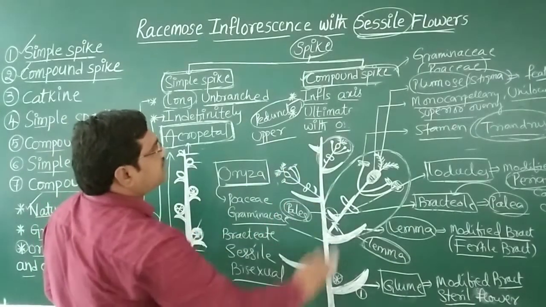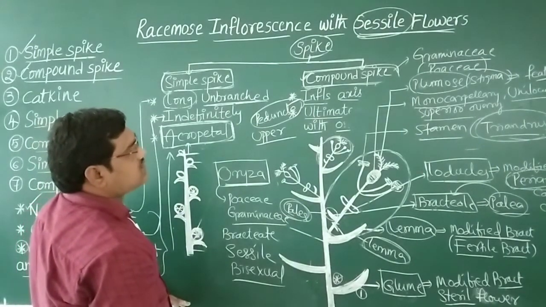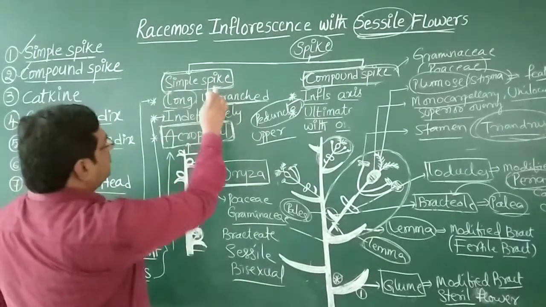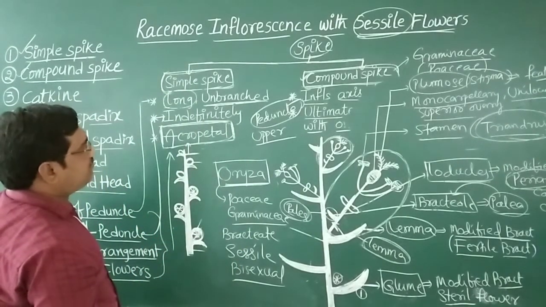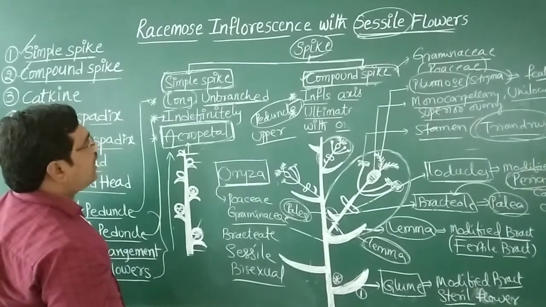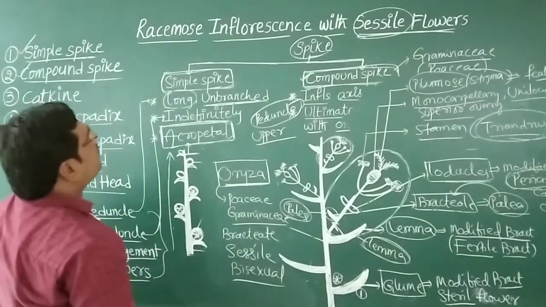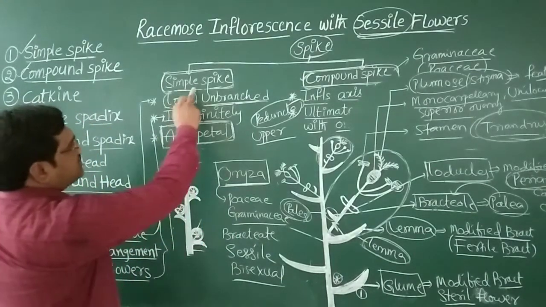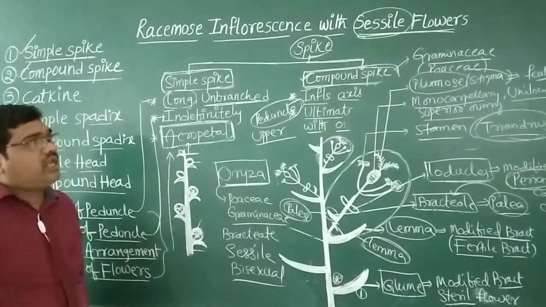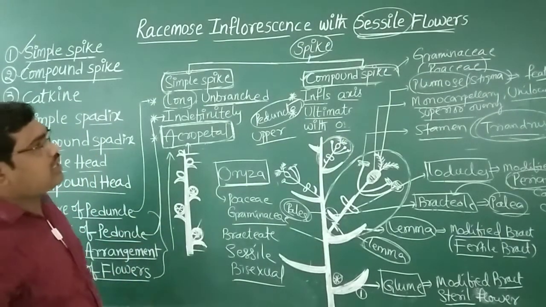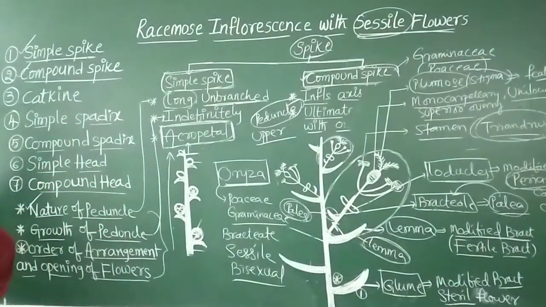So the compound spike is the main characteristic feature of the Graminaceae family, and the simple spike is present in Achyranthes and Amaranthus. Achyranthes and Amaranthus plants have a simple spike. So these are the complete structures and main characteristic features of the simple spike and compound spike.